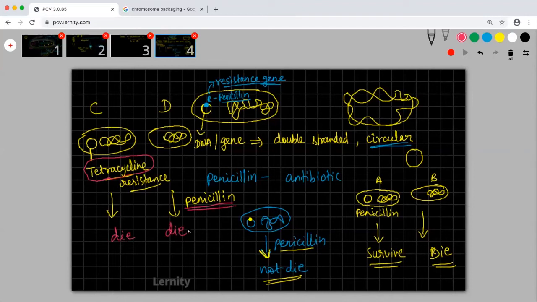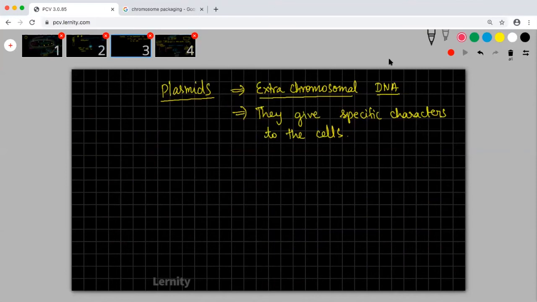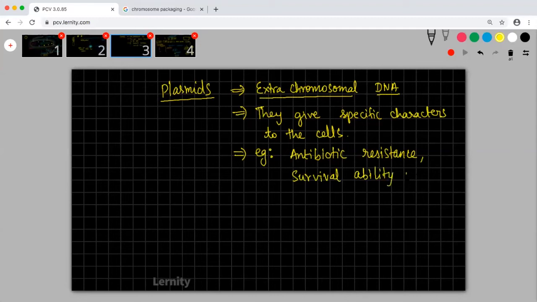Okay, are you understanding what is the role of plasmid? Plasmids are extra chromosomal DNA. They give specific characters to the cell. Example for such characters, antibiotic resistance. It can give survival ability in harsh conditions.